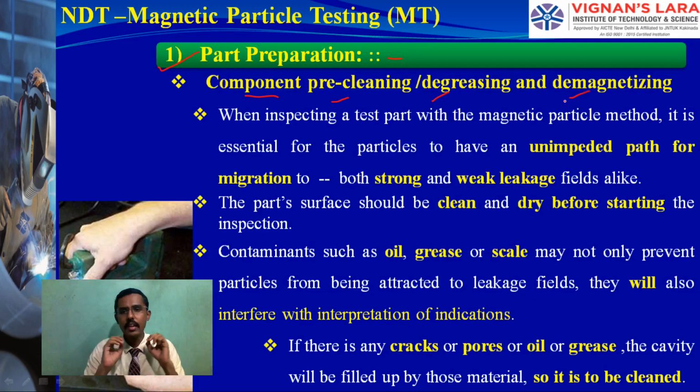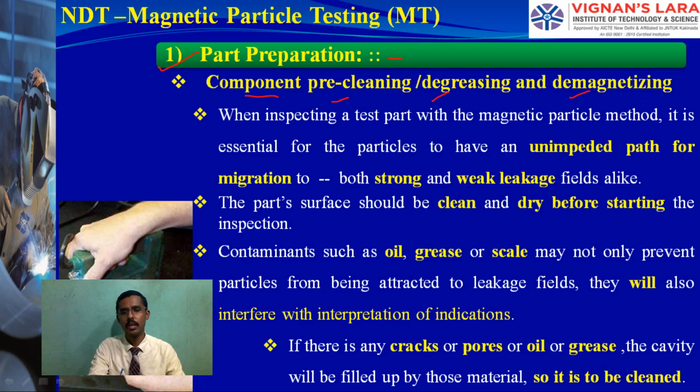When inspecting a test part with the magnetic particle method, it is essential for the particles to have an unimpeded path for migration. It means the movement of particles should be free, whether the leakage fields are strong or weak, like a large gap or a small gap. The part surfaces should be clean and dry before starting the inspection.